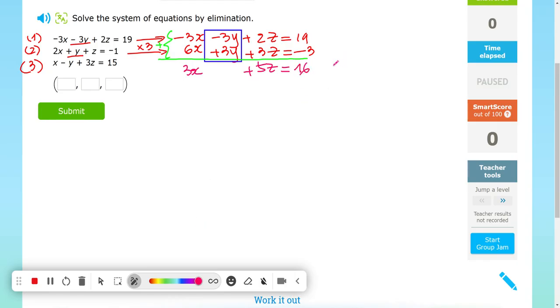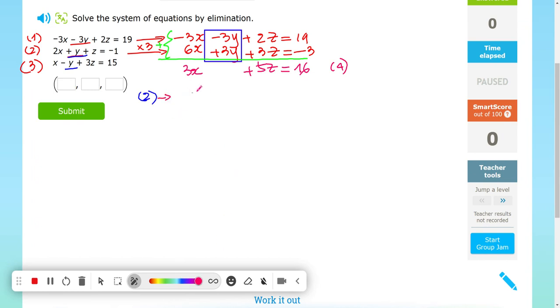So I call this equation number 4. Now, pay attention one more time. If I pick equation number 2 and number 3, you have y and negative y. So if you add equations 2 and 3, then the y is eliminated. So I just rewrite equation number 2.